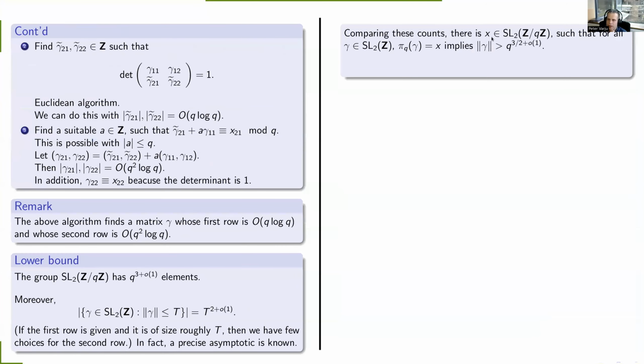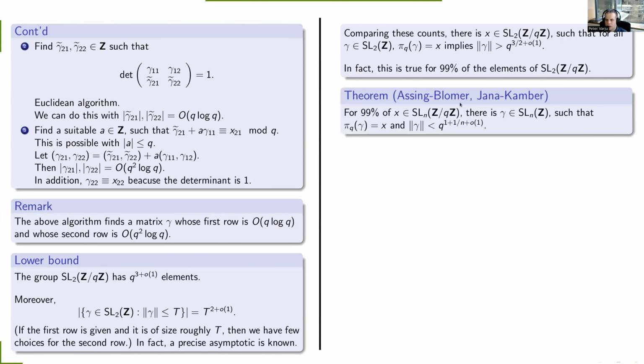Okay, so if you compare these two counts, then what you can conclude is that there is some x in SL2(Z mod QZ), such that if you want to lift this to SL2(Z), then you need entries of size at least q to the 3 over 2. And in fact, this is also true for 99% of the elements in SL2(Z mod QZ).